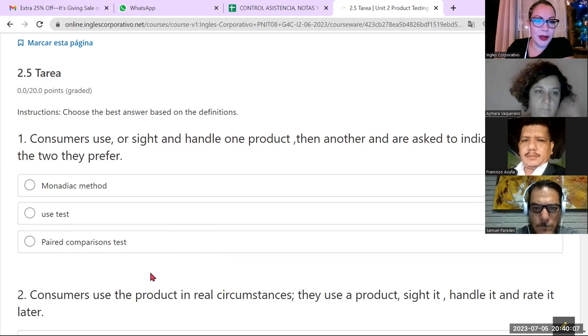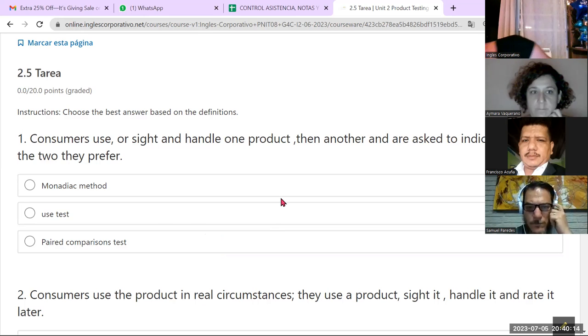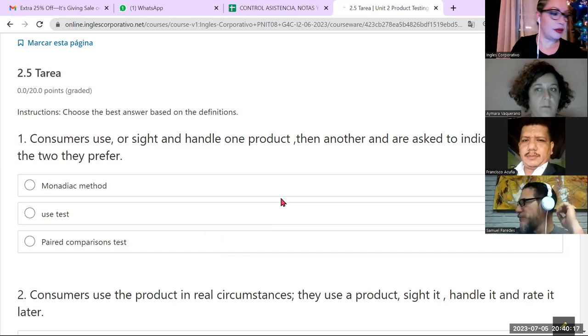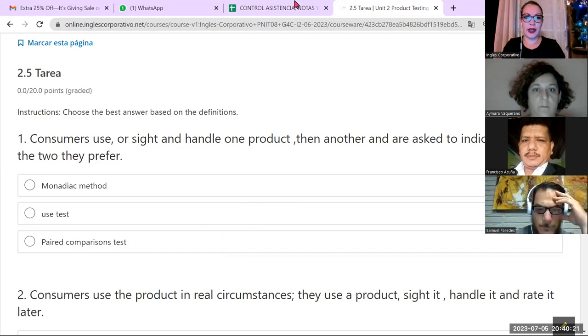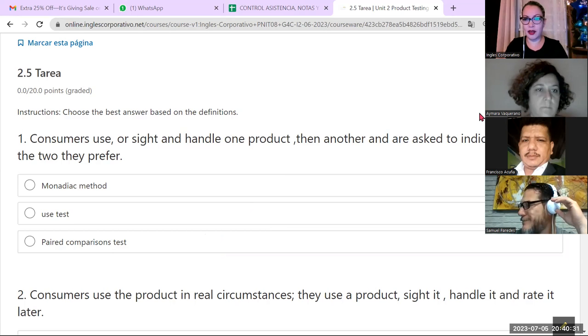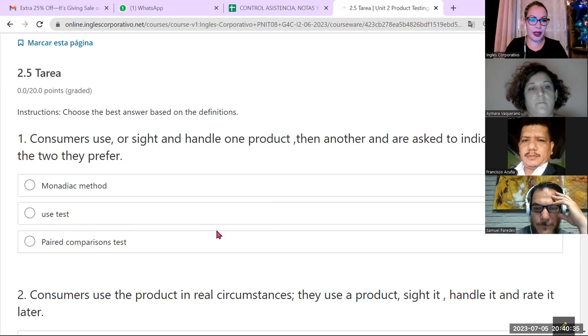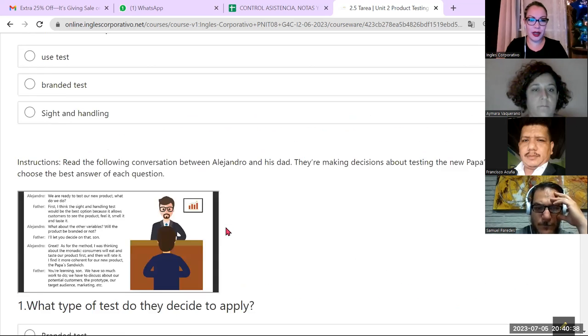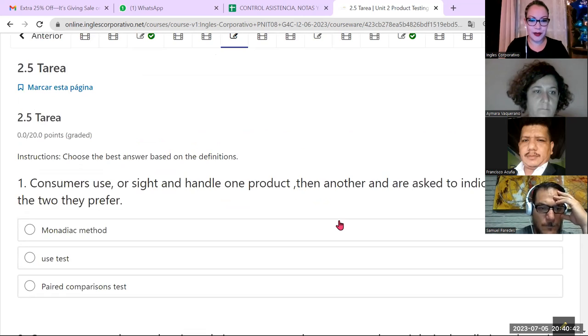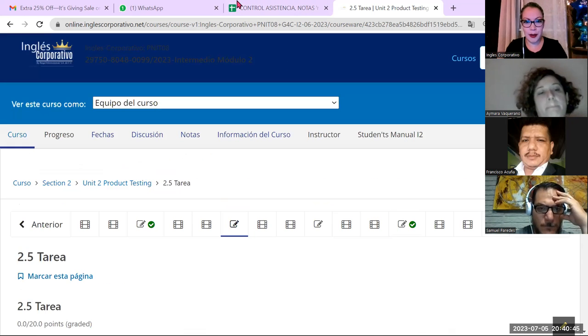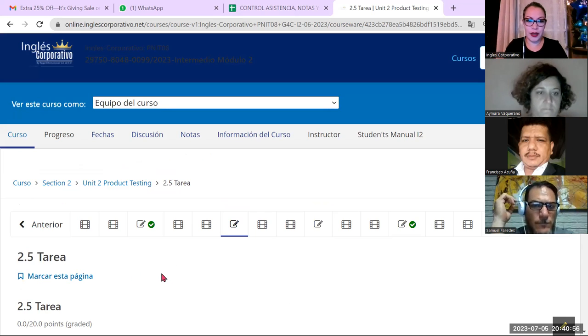Okay, I volunteer for this one. Pero tenés formales. Consumers. Bien bonitas, pero... Consumers use or sign. We handle one. Okay. Do you remember this one? I volunteer to do this one. I can give you the control. Who wants the remote control to help us? A volunteer?